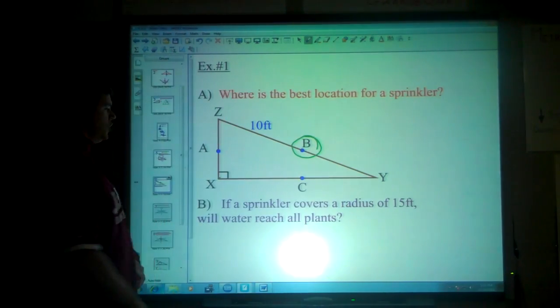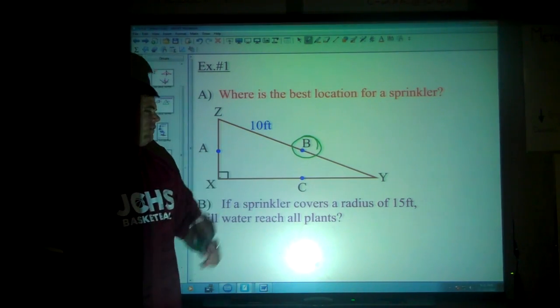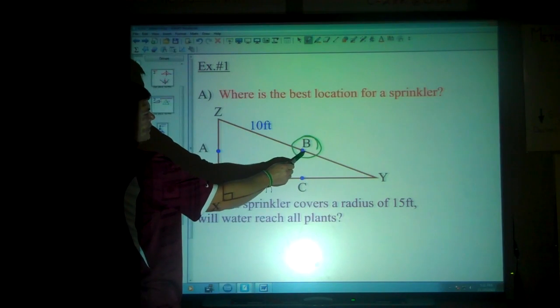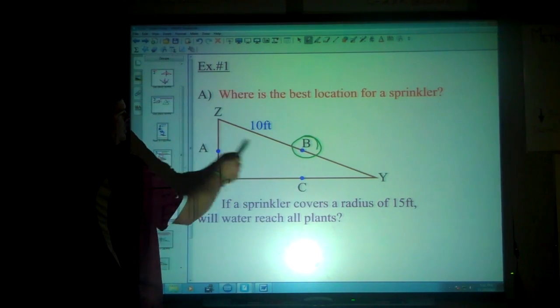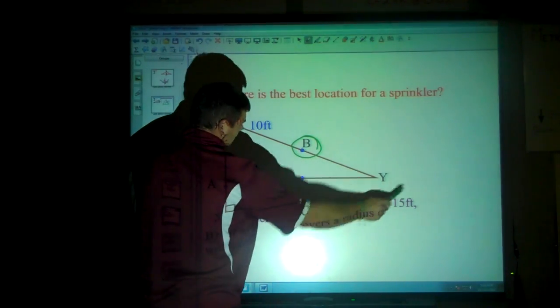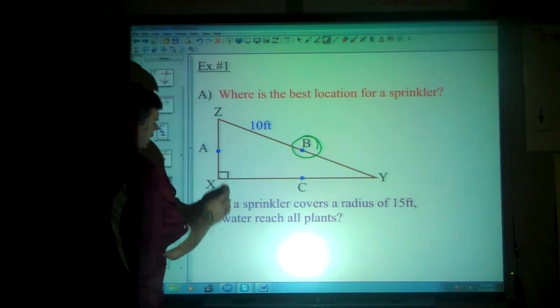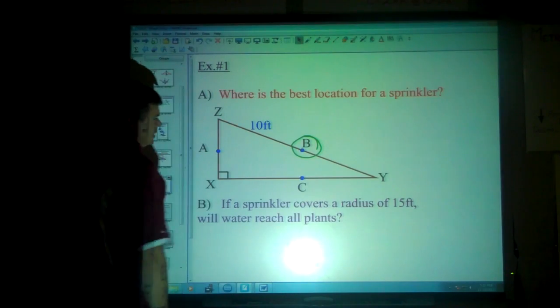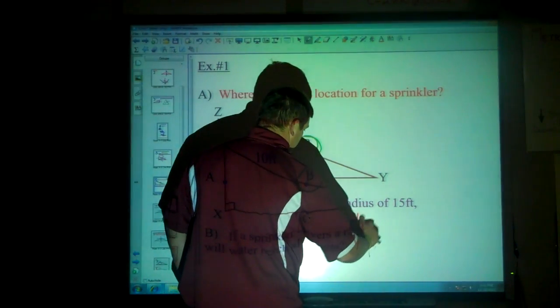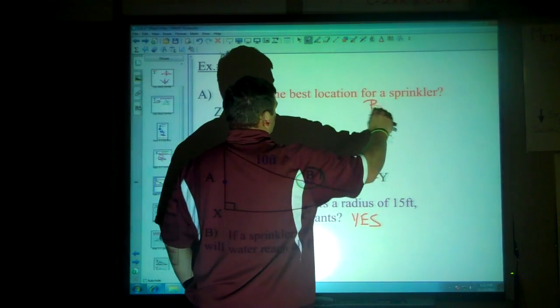The second half of this question: if our sprinkler can shoot 15 feet, is it going to reach all the plants? Oh yeah, because if it goes 15 feet, it's going to go 5 feet past here. It's definitely going to go 5 feet past here, and 5 feet past there, which is more than enough to cover the entire triangle. So we definitely have enough. We would say yes. And this would be option B.